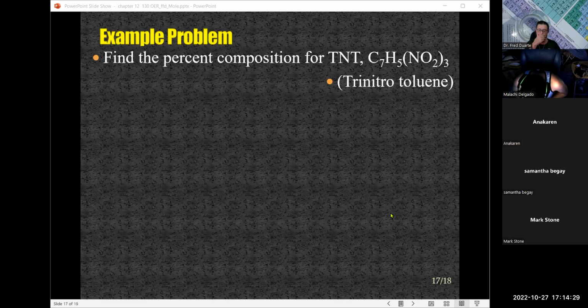All right, so now we have an example of how to calculate the percent composition for, here we go, TNT. Anybody know what TNT is? Yeah, you're right. It's a Looney Tune explosive. That's correct, Samantha. Specifically, it's dynamite. It is an explosive. Let me take a chance here. Anybody know who discovered TNT? It's a very important chemical. It opened a lot of industrial things that we can do with it, good and bad.